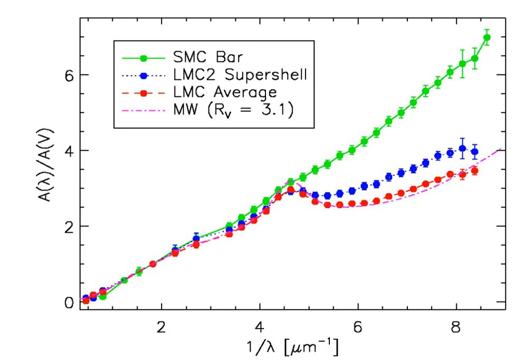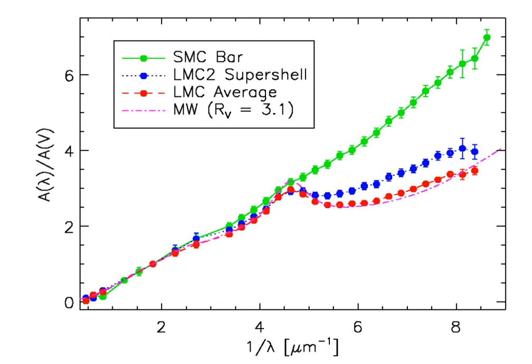In the LMC, there is significant variation in the characteristics of the ultraviolet extinction, with a weaker 2175 Å bump and stronger far UV extinction in the region associated with the LMC2 supershell near the 30 Doradus starbursting region than seen elsewhere in the LMC and in the Milky Way. In the SMC, more extreme variation is seen, with no 2175 Å bump and very strong far UV extinction in the star-forming bar, and fairly normal ultraviolet extinction seen in the more quiescent wing. This gives clues as to the composition of the ISM in the various galaxies.